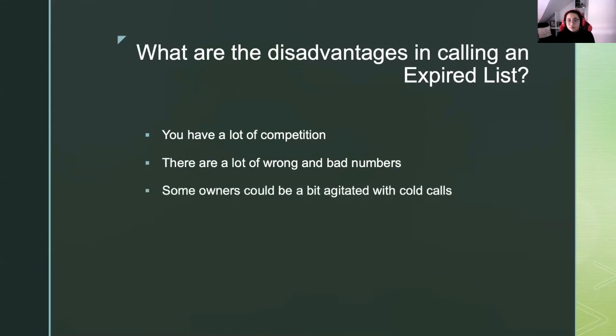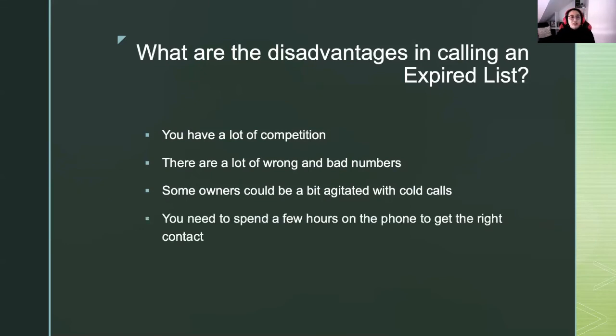Now, this is very common, and you would always get this if you're calling an expired list: the owners could be a bit agitated with cold calls. Expect that they would be angry, because if I have tried to sell my house and I was not able to do it, I had plans and the plans fell through because my realtor failed to sell my house, it's a bit disappointing for me.